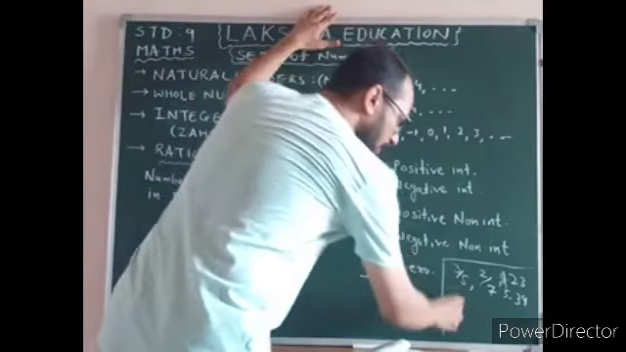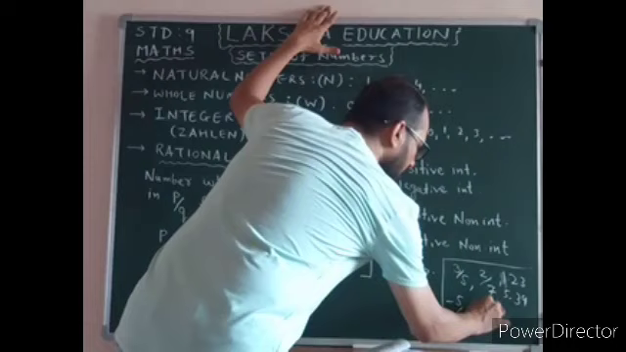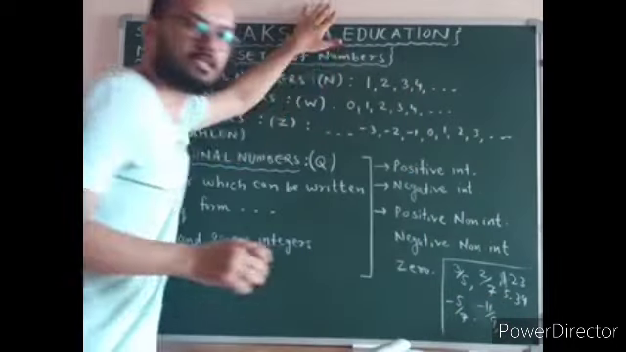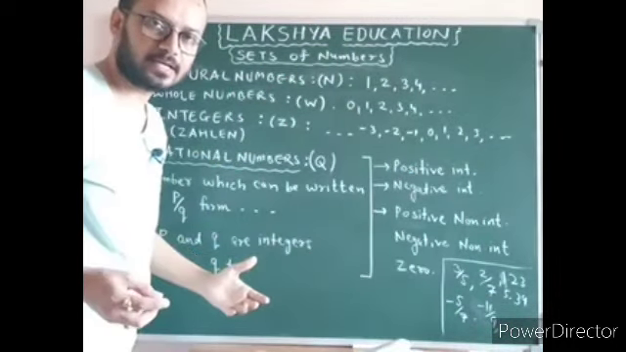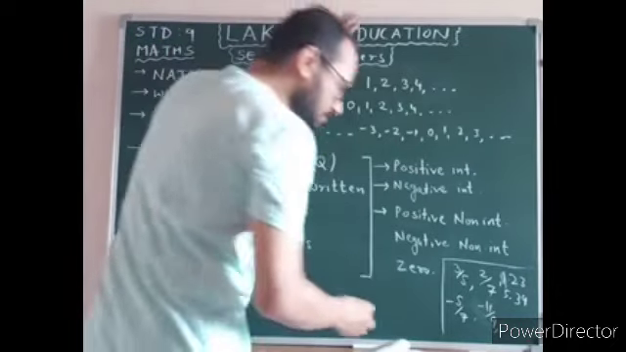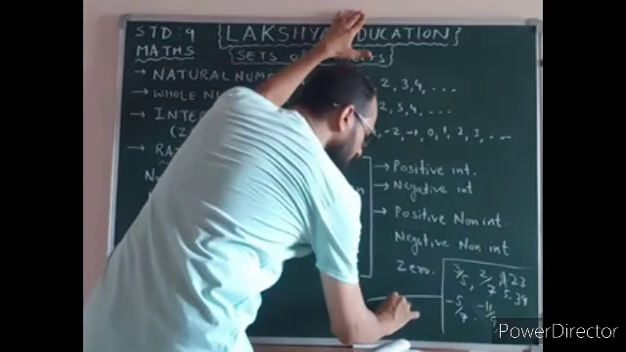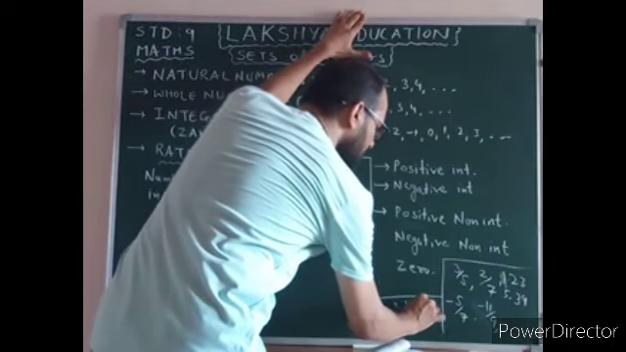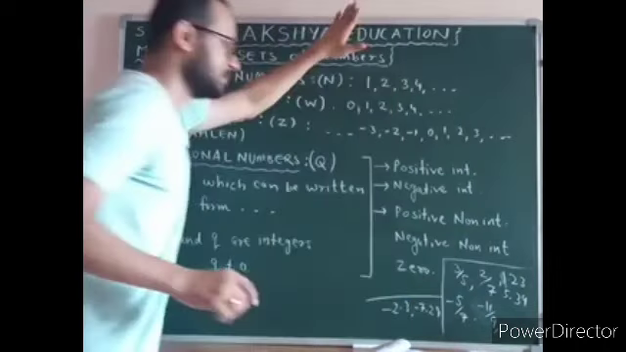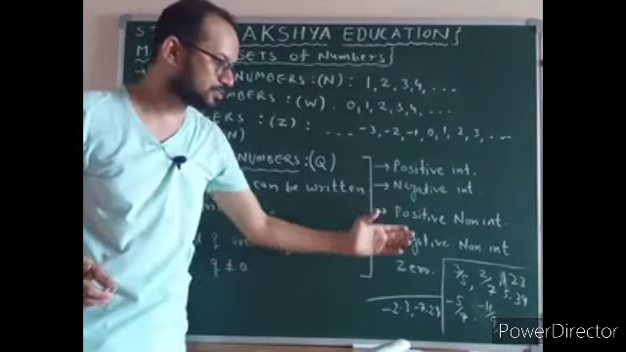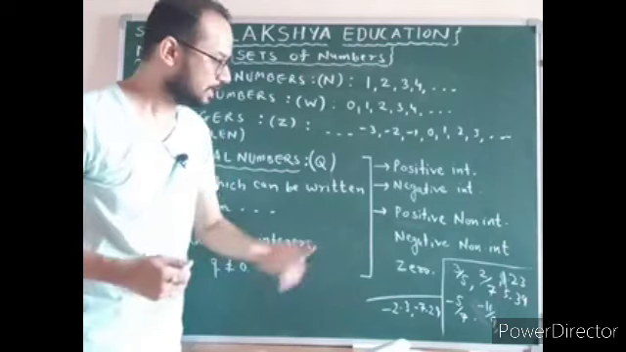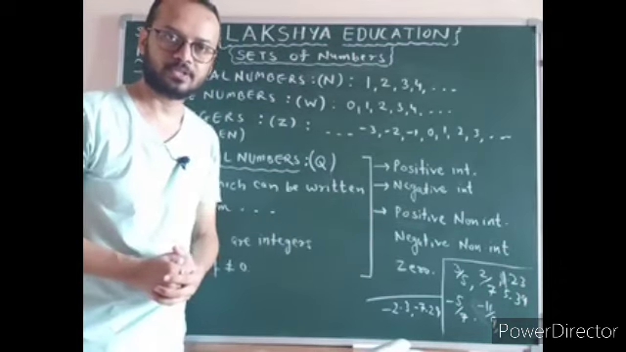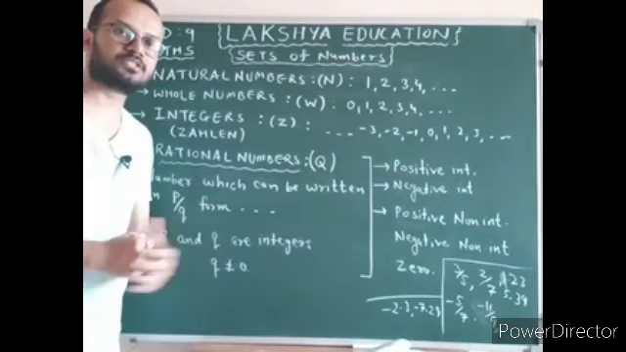Any negative fraction like -5 by 7, -11 by 9. These are normal fractions, as well as you can include negative decimal fractions like minus 2.3, minus 7.29, etc. So these are negative and positive non-integers or fractions. It also includes 0. So this is the set of rational numbers.